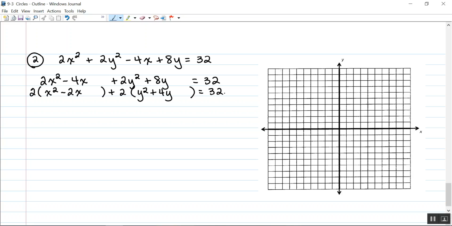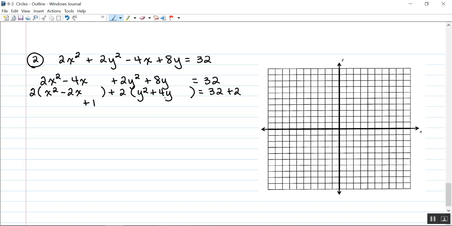Now let's complete the square. My b is negative 2. Half of that is negative 1. Squaring that gives me a 1. So I'm going to add 1 here. But I didn't really just add 1. I really added 1 times this 2 over here. So since I added 2 on this side, I'm going to go ahead and add 2 on this side.